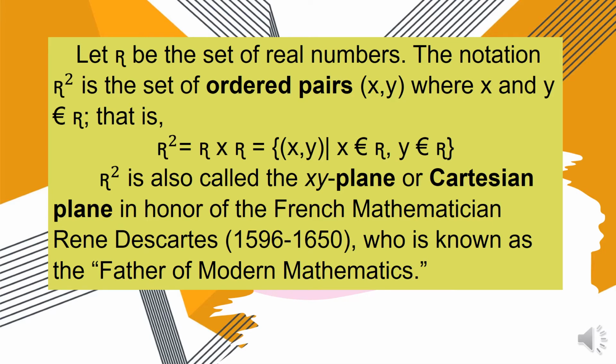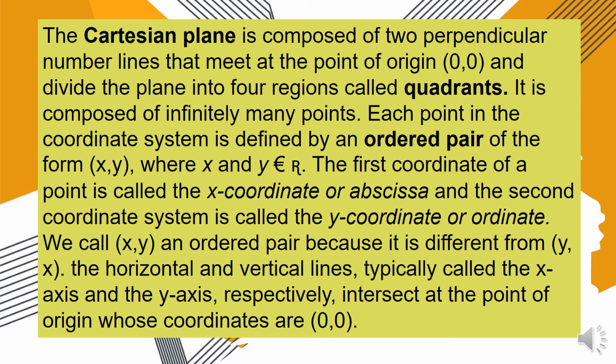R squared is also called the xy plane or Cartesian plane in honor of the French mathematician René Descartes, who was born in 1596 and died in 1650, who is known as the father of modern mathematics. The Cartesian plane is composed of two perpendicular number lines that meet at the point of origin, which is (0, 0), and divide the plane into 4 regions called quadrants.